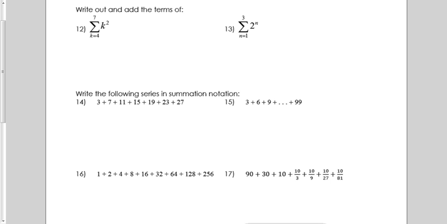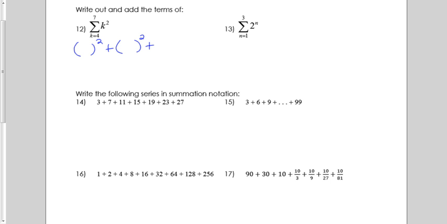So let's do some examples with this. We'll do some of them and we'll leave some of them for doing in class. Number 12 says, write out and add the terms. And this reads the sum from k equals 4 to 7 of k squared. So I'm going to start out, and my formula is to take k and to square it each time. So every time I'm going to have something squared that's happening. I don't know how many I'm going to have yet. Let's see where I start out.